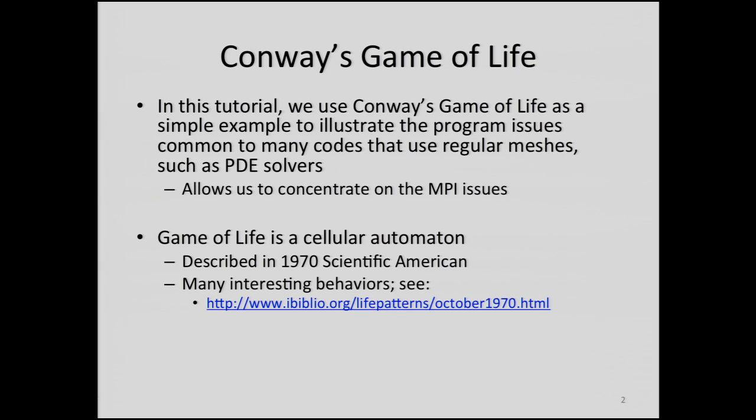Okay, so we use a thing called Conway's Game of Life. How many of you know about Conway's Game of Life? Okay, this is good. So this is a really fun thing. It's really a cellular automaton. It dates back to 1970. It was described in the mathematical games section, Martin Gardner's column in Scientific American. It has all sorts of interesting behaviors. And I'll show some examples, but there were many interesting questions.